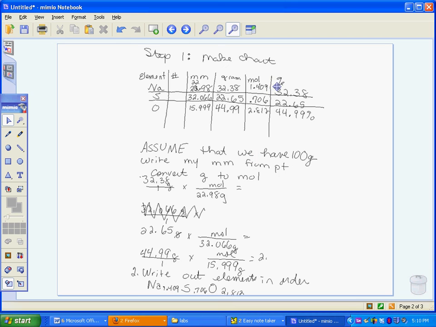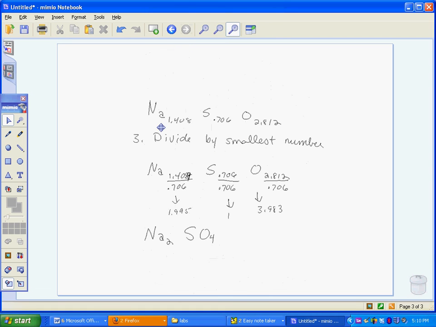Notice that I'm going to take the number of moles and write it down right next to each element as a subscript. 1.409, 0.706, and here's 2.812 moles. So I've rewritten what I had on the other page right here.